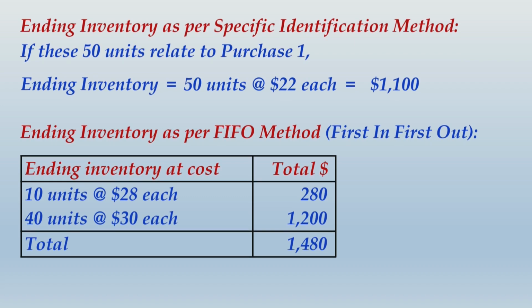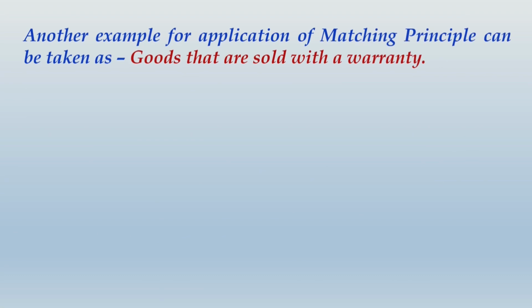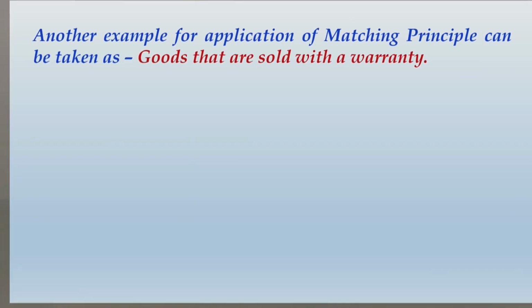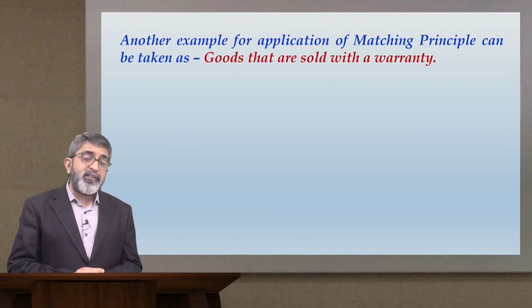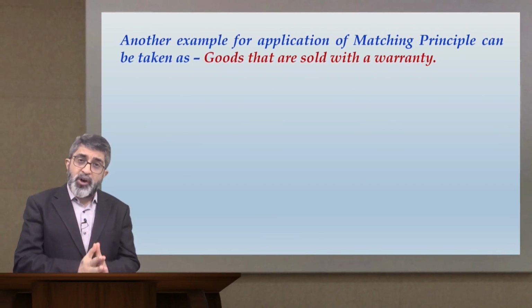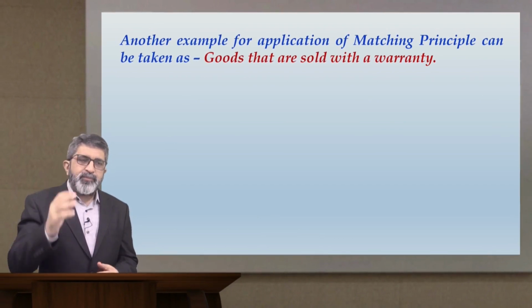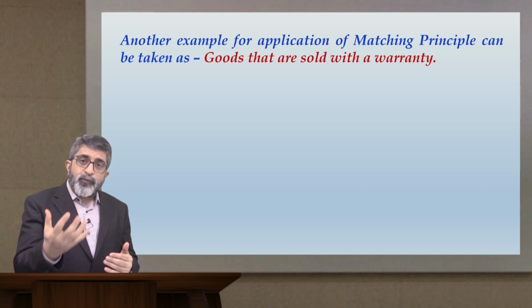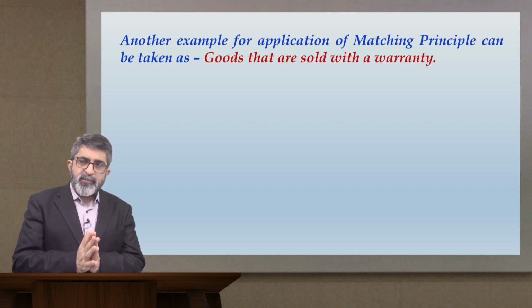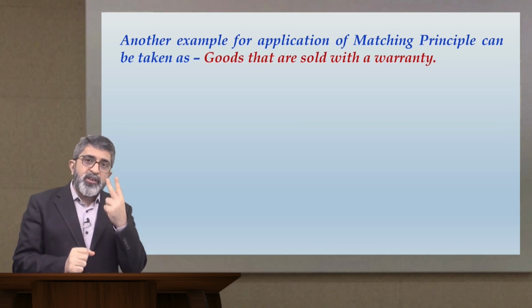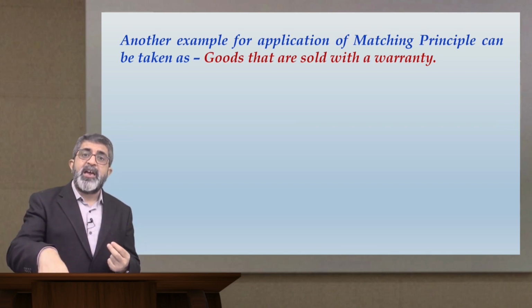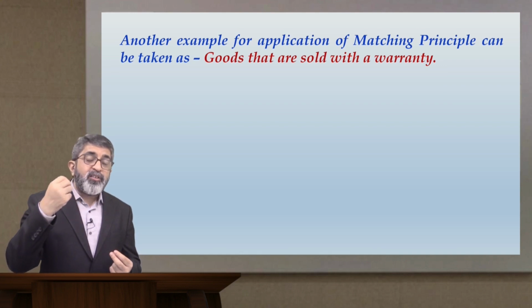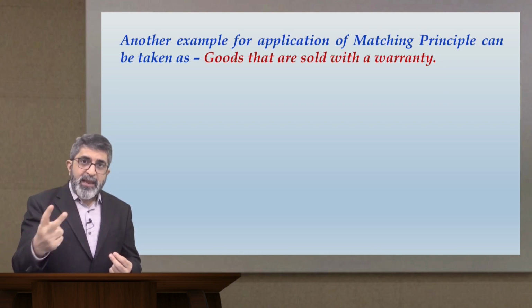Alright friends, let us try to move ahead now. We will say that another example for application of the matching principle can be taken as goods that are sold with a warranty. Now let me first explain something in respect of goods sold under warranty. When you have made sales of goods along with warranty, and suppose the warranty period is 2 years, the sale is happening now, but the customer has 2 years time.